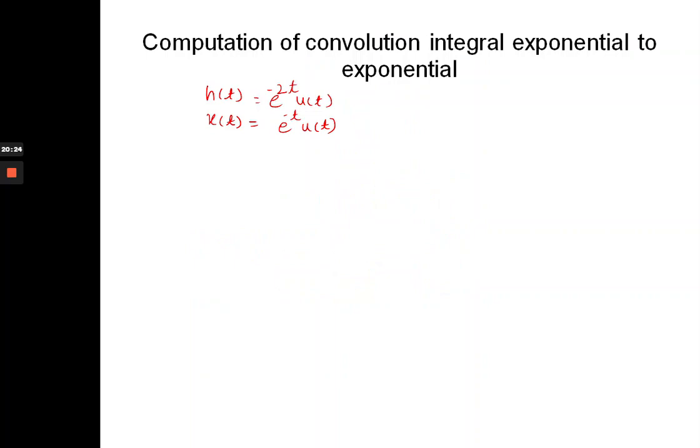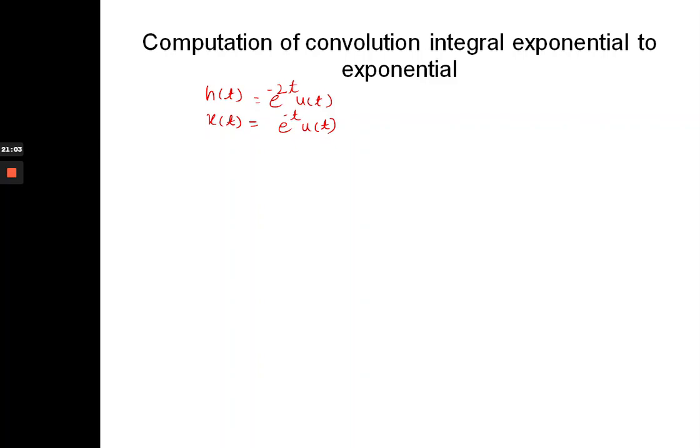Then the convolution of exponential with exponential signal. Now for this LTI system, the unit impulse response h of t equals e raised to minus 2t u of t, and the second signal is e raised to minus t u of t. Both signals exist for t greater than or equal to 0, and both are exponential signals. Now we will find the convolution of these two signals.